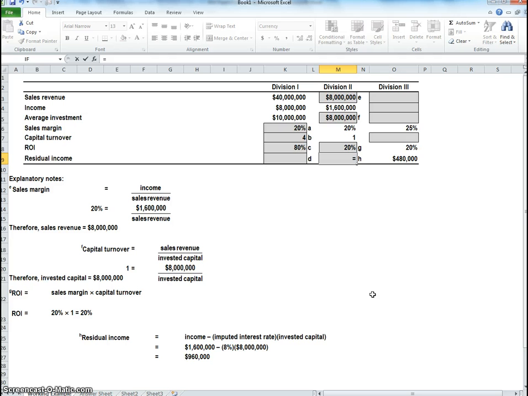Now that we have all the pieces, we can kind of back into it. So we're going to take 16. Let's go ahead and link that here. So we'll take our income minus our imputed interest rate, which is given. Oops, we want 0.8, that could have been bad, times 8.